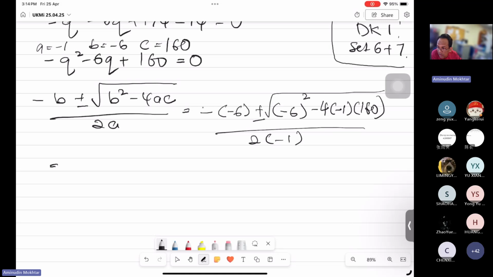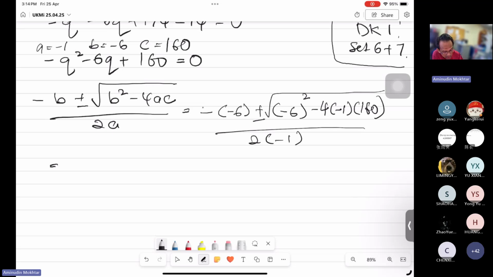Use your calculator. Again, I keep reminding you all. Make sure each student must have their own scientific calculator. You need this calculator during the test and the final exam, and please bring your stationery and your calculator for the test and for the final exam. Make sure you are ready with your scientific calculator.